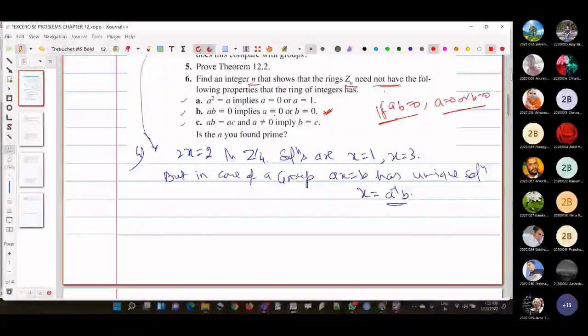Because we have read chapter number 13, we have discussed integral domains, that's why we are taking advantage here. Otherwise, we would need to search here and there. What would be the reason? Okay, so let us see.